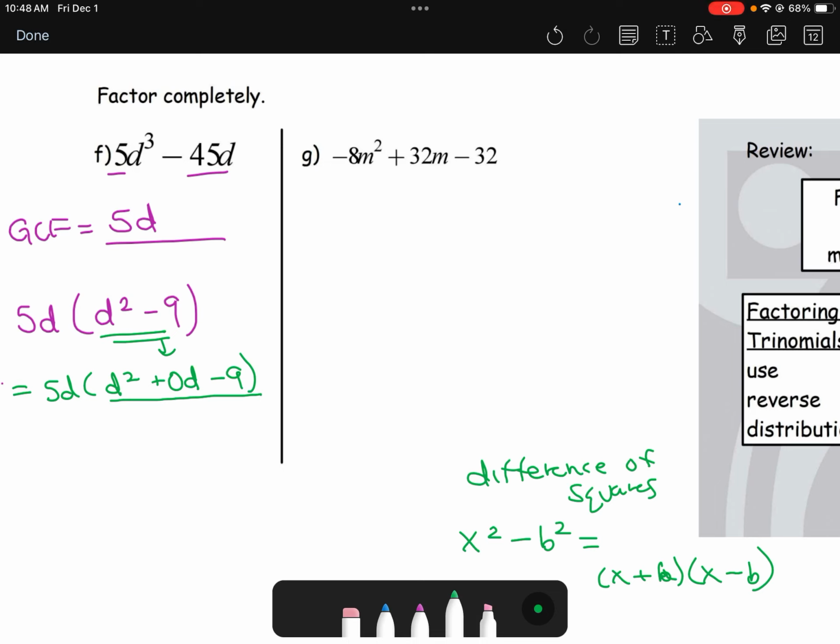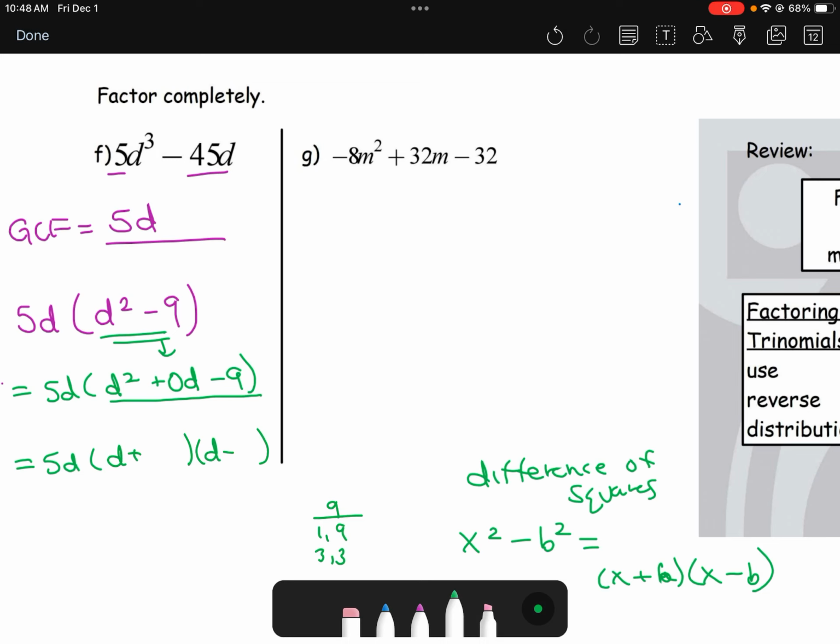So now let's look at the same way that we did before. Well, I have a negative c. So I know it's going to be, using x, I have d plus, d minus. Okay, now I have 9. What are my factors of 9? 1 and 9, and 3 and 3.